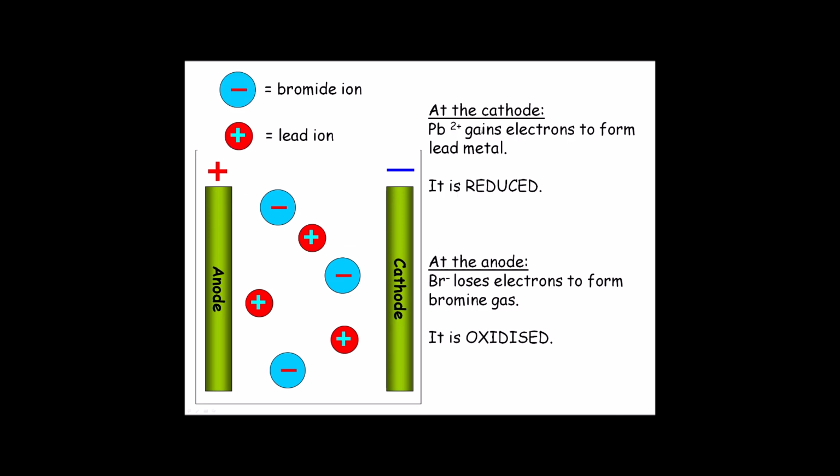Okay, so at the cathode, the lead, which has got a charge of +2, gains electrons to form lead metal. So if it's gained electrons, we use OIL RIG. Reduction is gain. So it's gained electrons, so it is being reduced. The bromide loses electrons at the anode, and again we go OIL RIG. Oxidation is loss, and then it forms bromine gas. So it must have been oxidized.